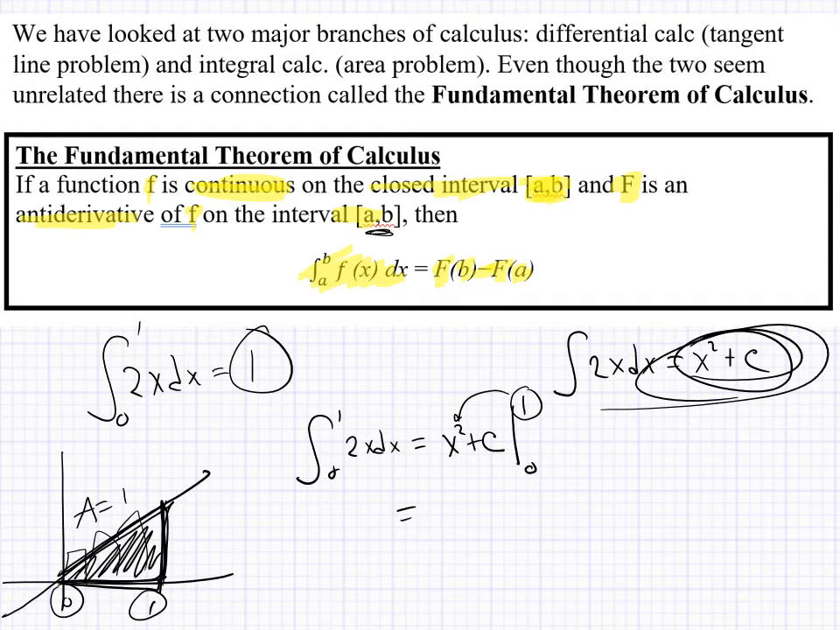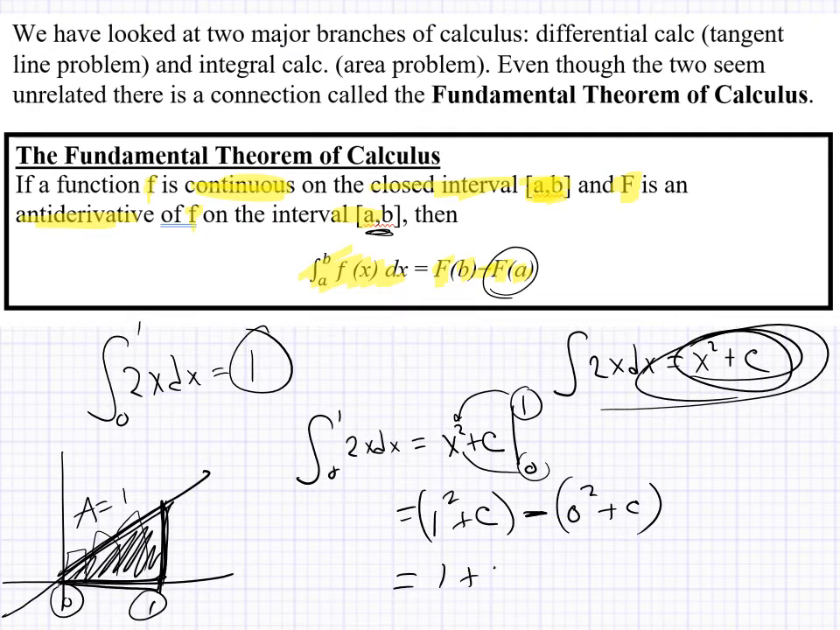So I plug 1 in, square it, plus c. Remember, c is just some random constant that we don't know. Minus, what happens when I plug this one in? This is my a. I find capital F of a, which would be 0 squared plus c. Subtract those two from each other, and what do you get? 1 squared is 1 plus c, minus 0 squared plus c, which is just c, so minus c, the c's cancel out, and I get 1.